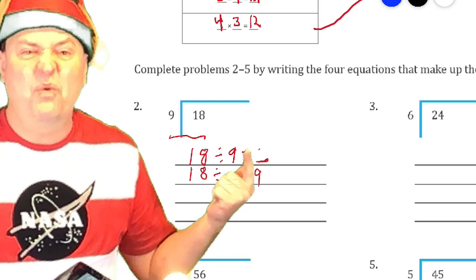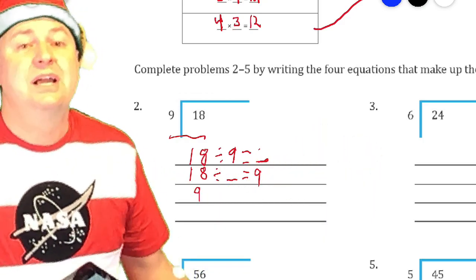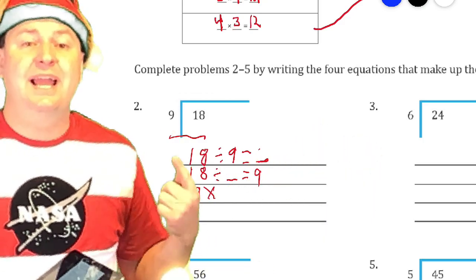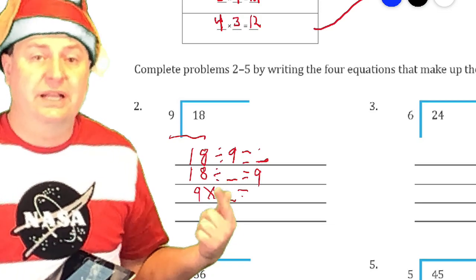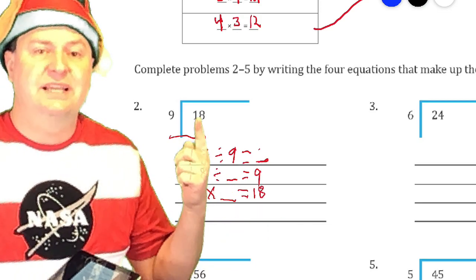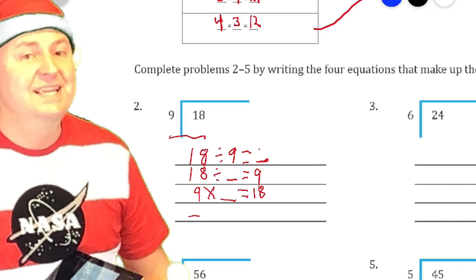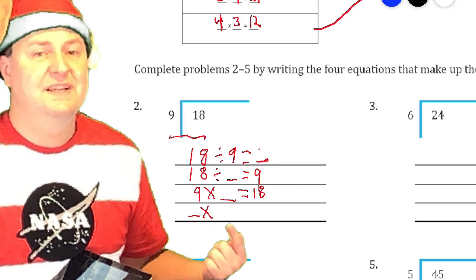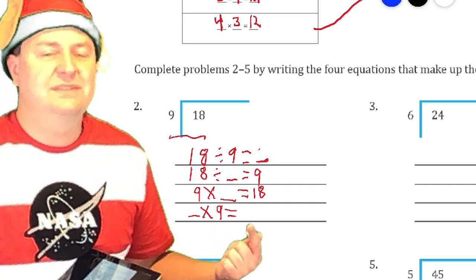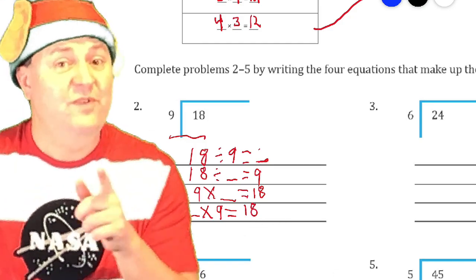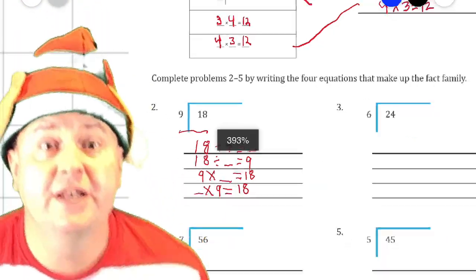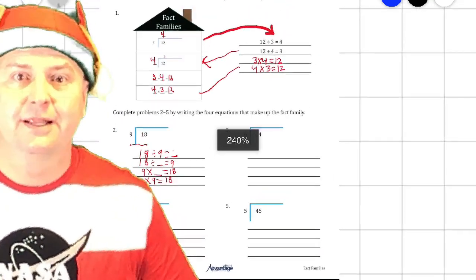You have to find one number. Crazy. Now I'm going to write it as a multiplication. 9 times something equals 18. And then something times 9 equals 18. So if you can find that one and only number, you've got that one done.